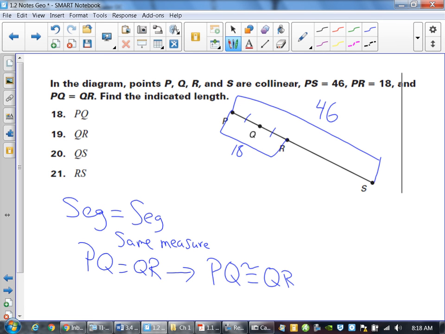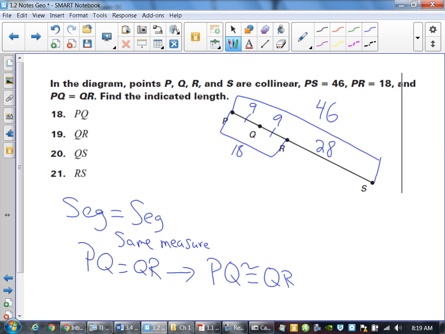You just know that you take half of it because there's 2 of them that together, you have to do the math. So you have 9 and 9. Well, how much is RS then? 28, good. So notice, did I even bother to read any of these questions yet? No. And I do that all the time in geometry.